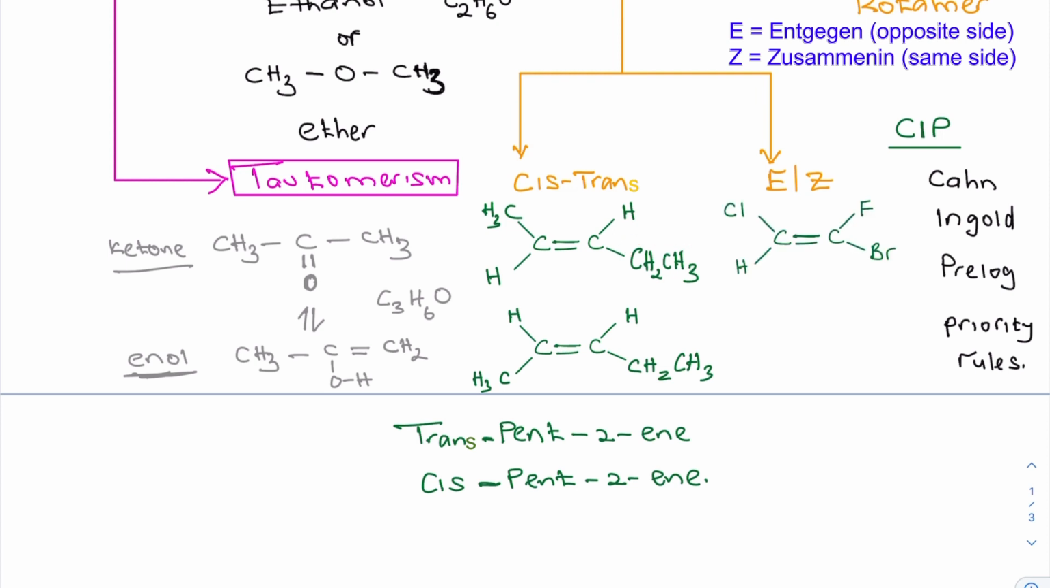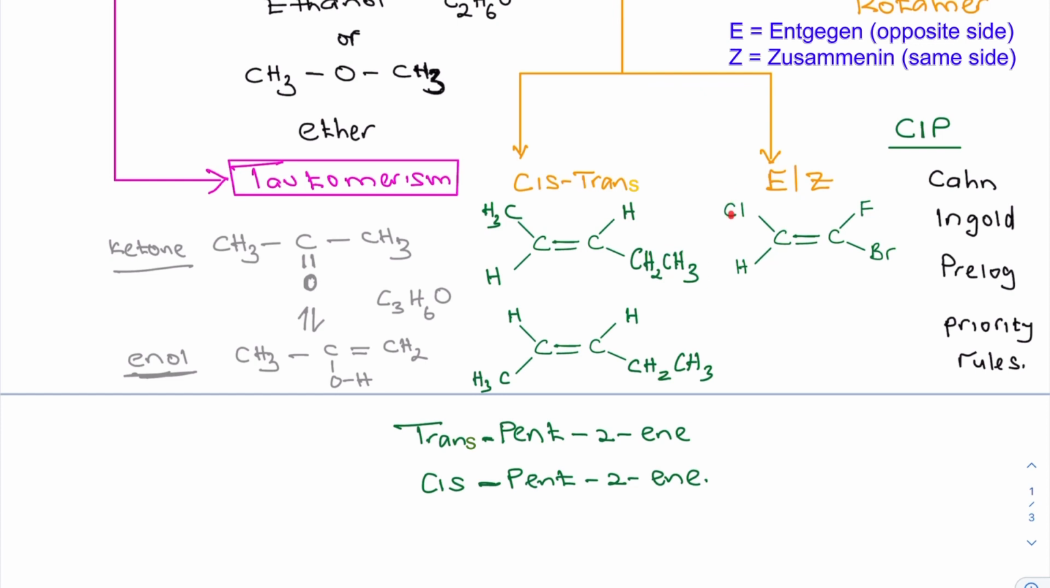Here's an example. The double bond carbons, and we've got fluorine and bromine. If we look at that carbon, which species has higher priority? Is it fluorine or bromine? It will be bromine because it's got the highest atomic number of 35. Priority number 1 and priority number 2. On the left-hand side of this carbon, the higher priority will be chlorine because it's atomic number 17, priority number 1 and priority number 2.